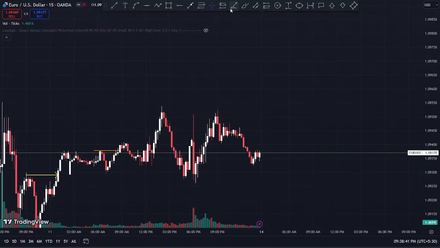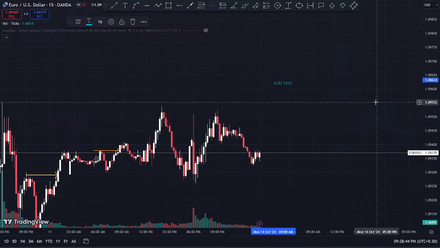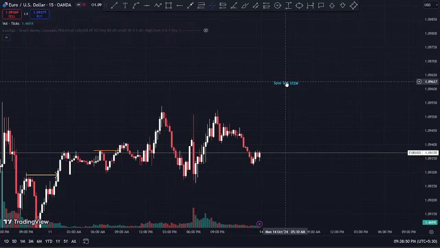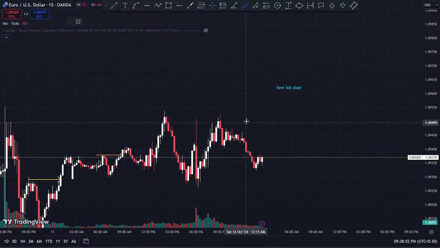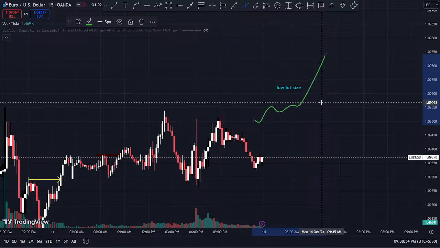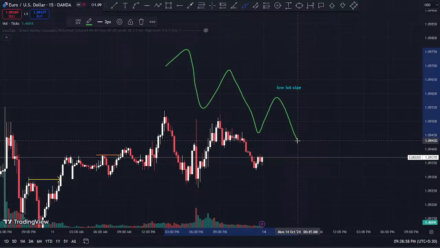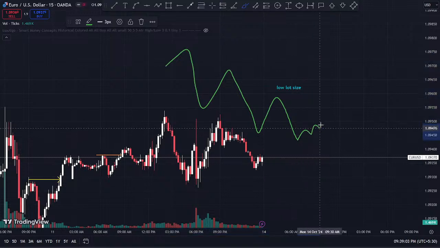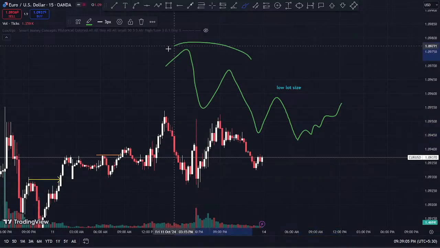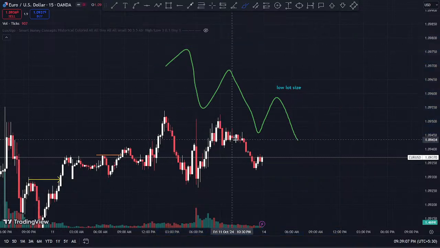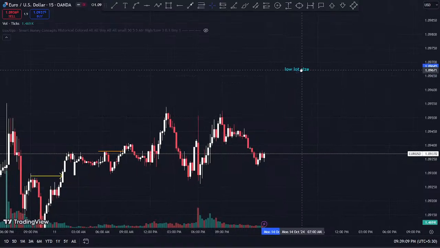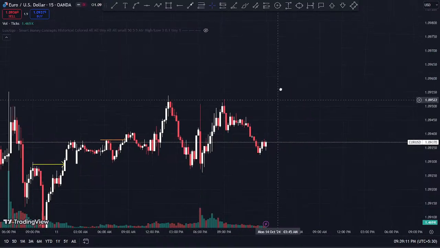And when we are trading a pullback, we should make sure that we trade with a low lot size, because we are trading in the counter trend, right? The price is moving in a bearish swing, but we are trading in the counter trend. We are against all of these sellers. So we need to make sure that we use as minimum lot size as possible.